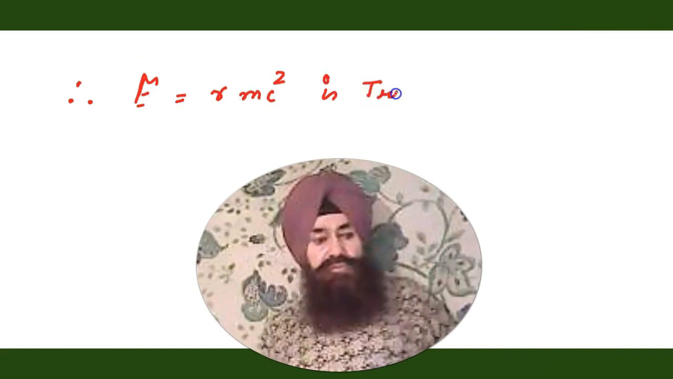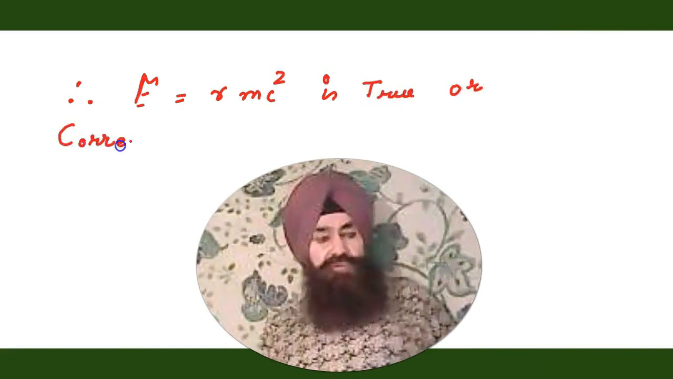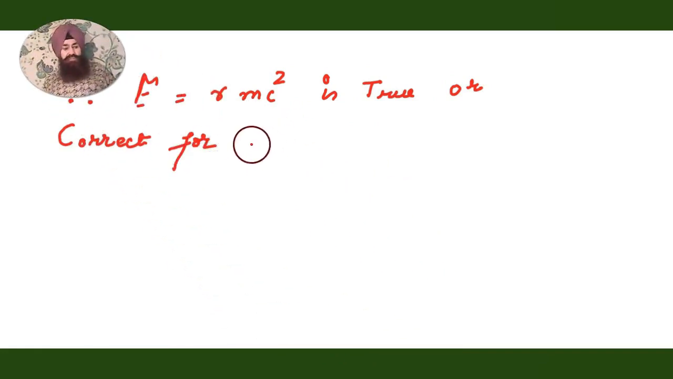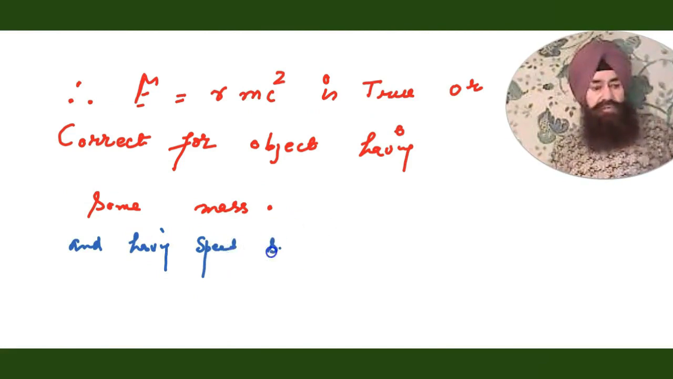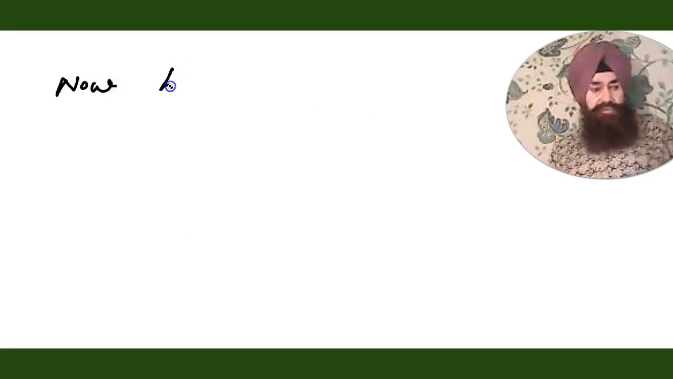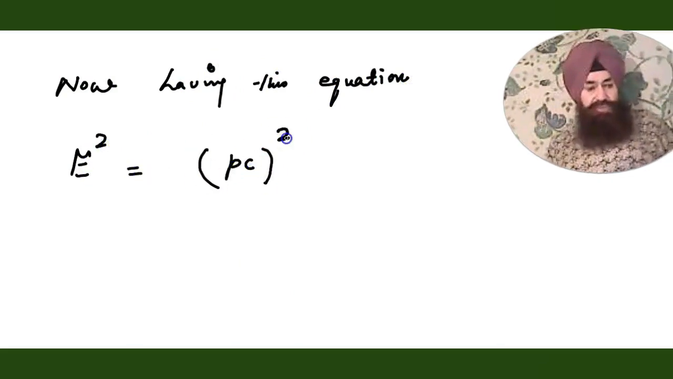Therefore now we are coming to it. Before, we were saying that E equals gamma mc square is true for moving objects. But a problem arises if the mass becomes 0. Now think about this equation. This is a very good equation.